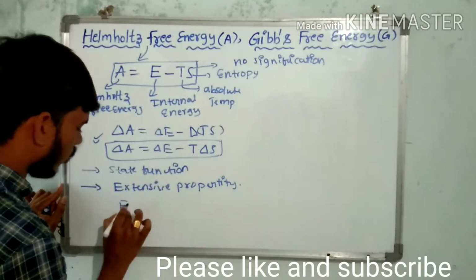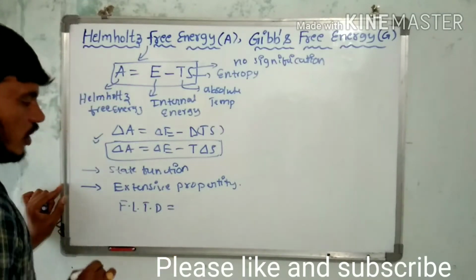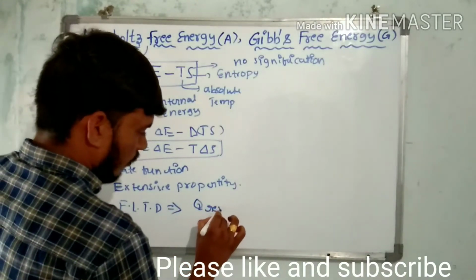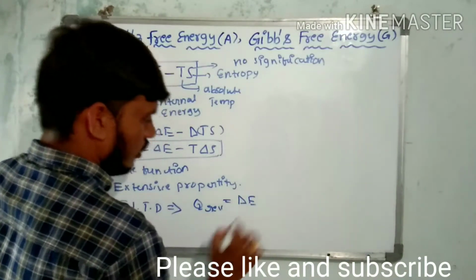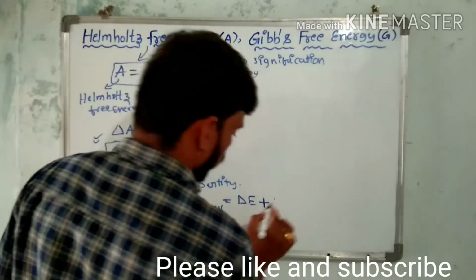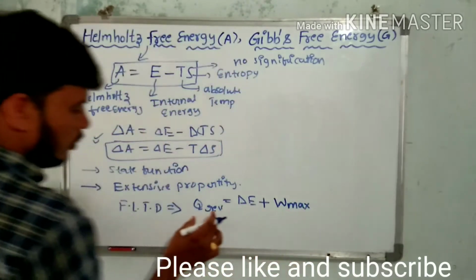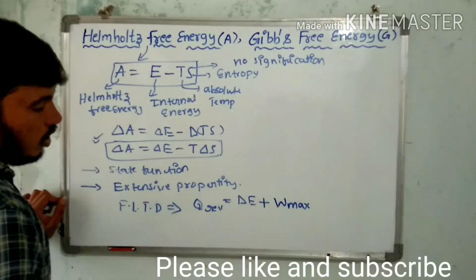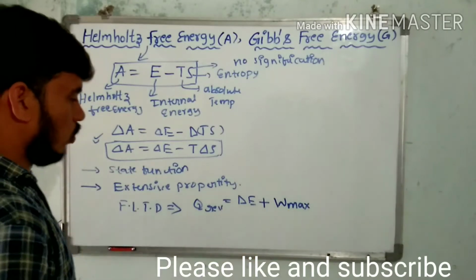Now in the first law of thermodynamics, Q reversible is equal to delta E plus W maximum. This is the expansion work. In an isothermal process, the Q reversible is equal to delta E plus W maximum.